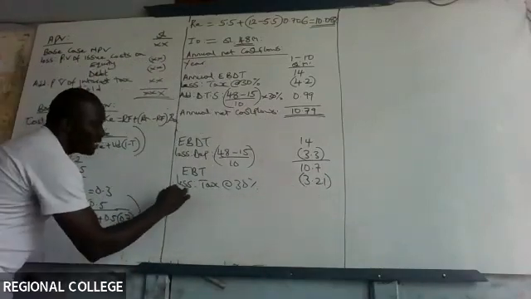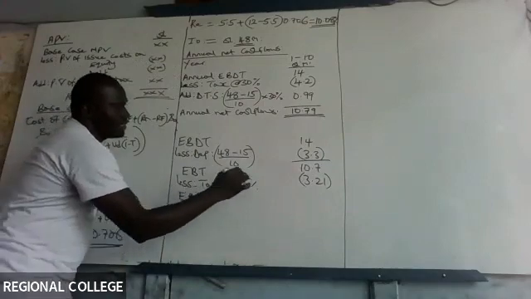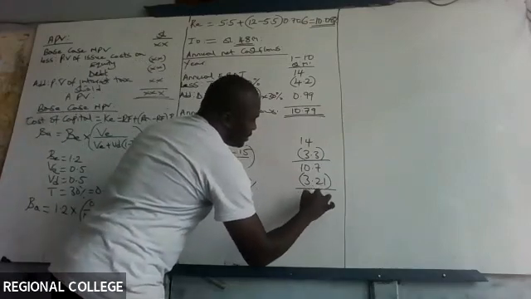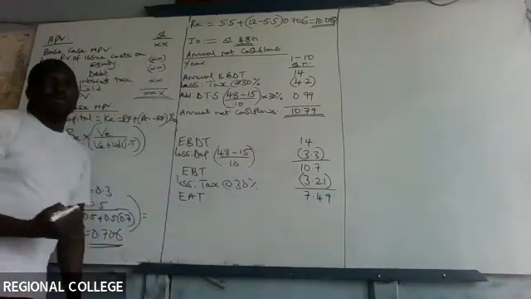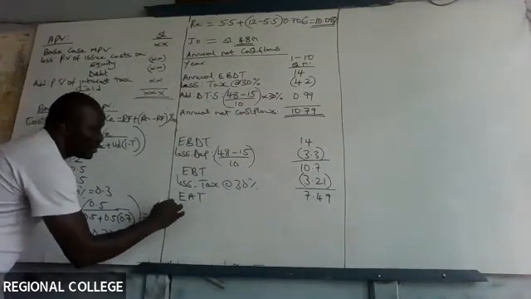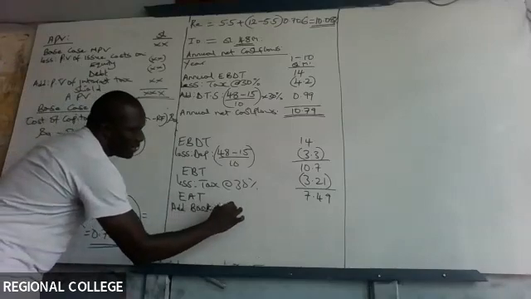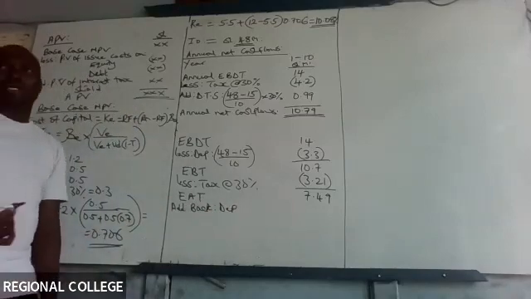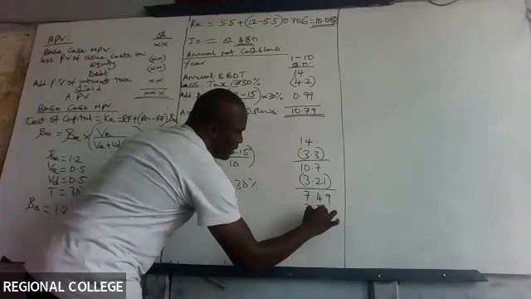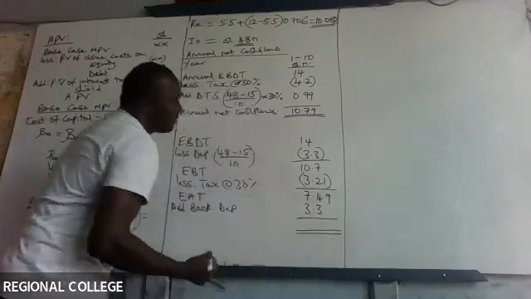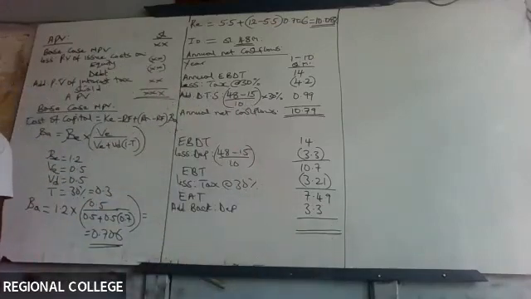3.21. We get our earnings after tax, 7.49. Then we add back what? We add back the depreciation, which is 3.3. Does it take you back to 10.79? But which one is faster and easier?